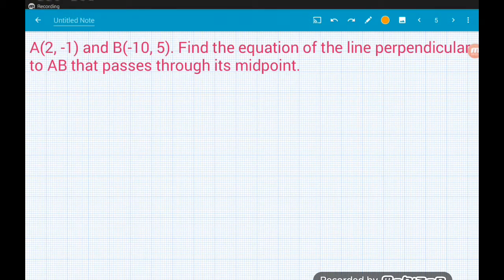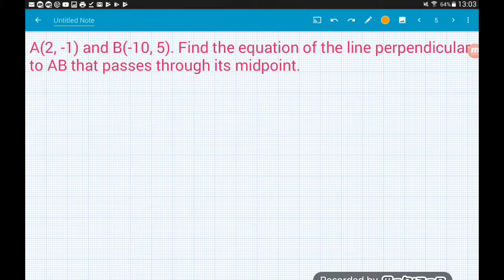Okay, example 2, so we've got exactly the same sort of question here. Point A has coordinates 2, -1, and point B has coordinates -10, 5. Find the equation of the line perpendicular to AB that passes through its midpoint. So again, we're playing exactly the same game as the last question. Let's first of all find the midpoint of AB.